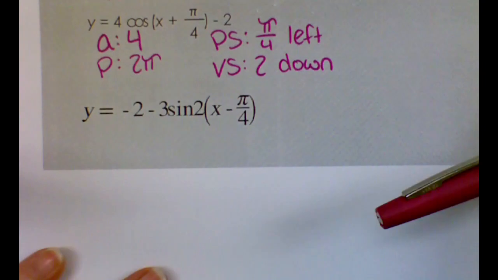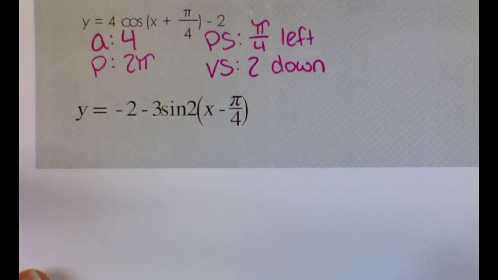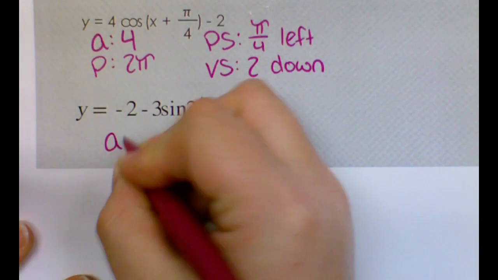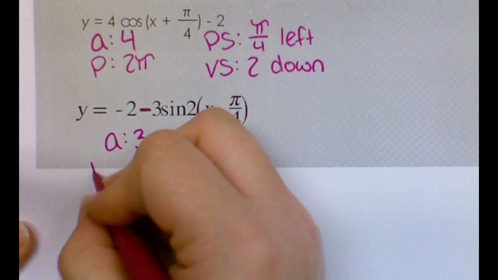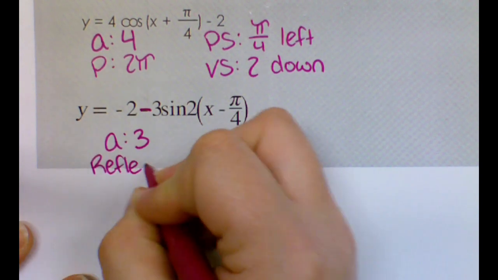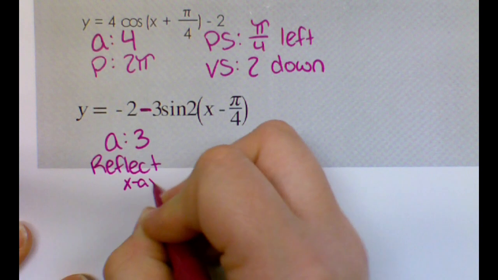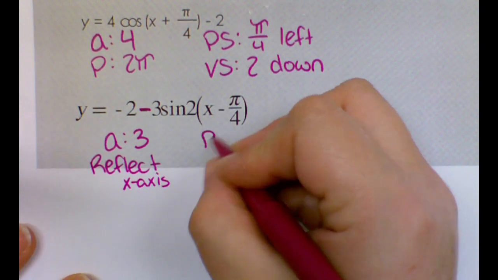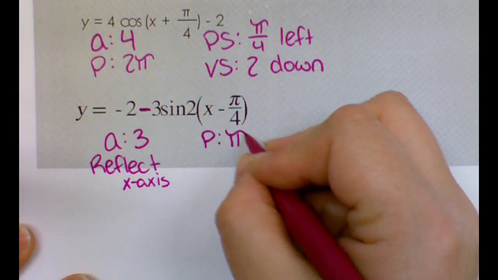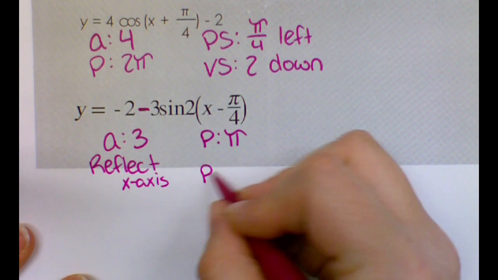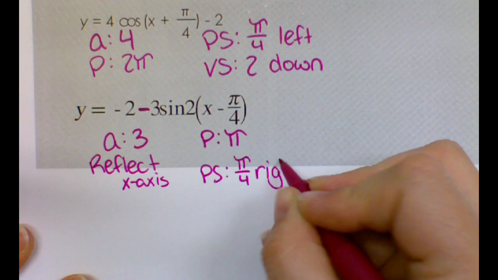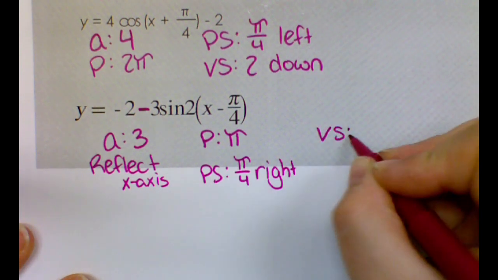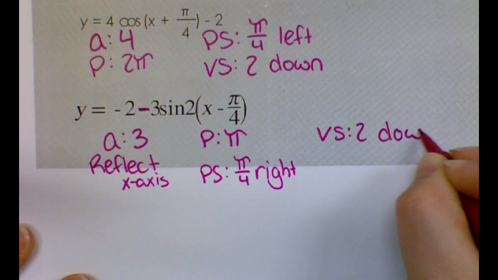And then negative 2 minus 3 sine of 2 times x minus pi over 4. The amplitude is 3. This minus is right in front of the 3, so it's a reflection over the x-axis. The period is 2 pi over 2, which is pi. The phase shift is pi over 4 to the right. And the vertical shift is 2 down.